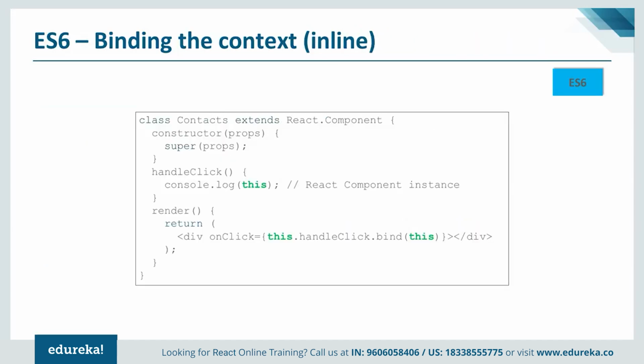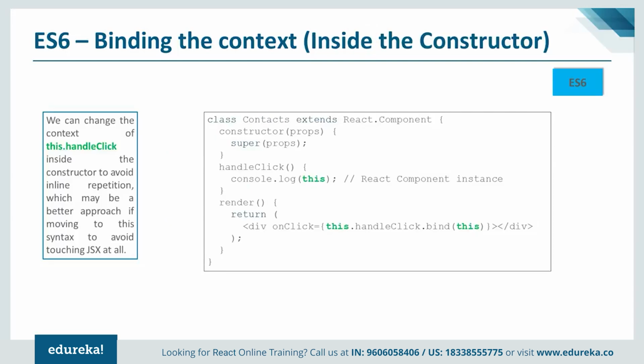Here we have bound the context outside the constructor, and here we have bound the context inside the constructor itself. So we could change the context because we have changed the context of this.handleClick inside the constructor. To avoid the inline repetition of the code, this seems a better approach if moving to the syntax to avoid touching JSX at all. So what we are doing here is that there is a constructor and we are calling the bind function inside this constructor itself. So this is one of the ways.